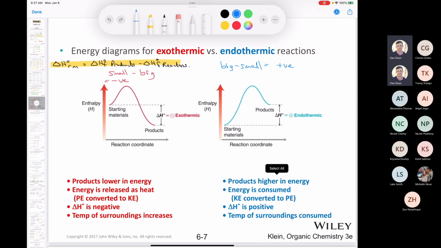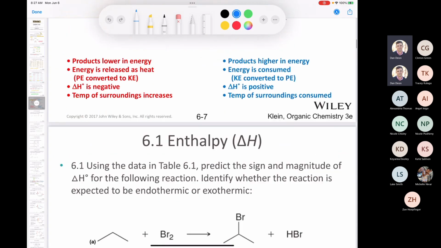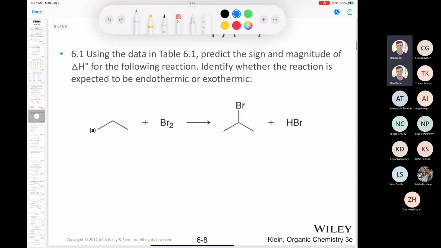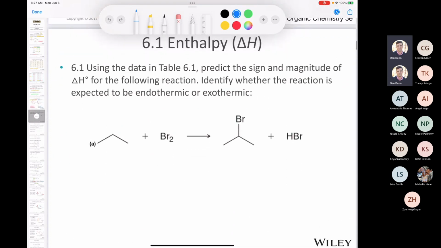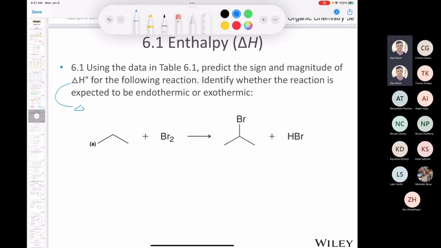Well, let's take a look at something a little bit different here, and let's try a practice problem. So let's go back here. And it says, using the data in table 6.1, predict the sign and the magnitude of the delta H naught for the following reaction. So we're trying to calculate delta H naught for the reaction. Identify whether the reaction is expected to be endothermic or exothermic. So what did I tell you on the last slide?